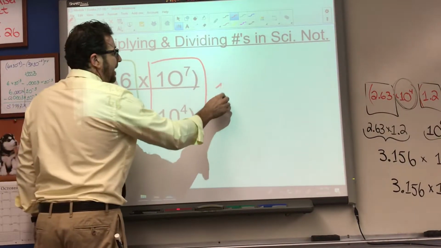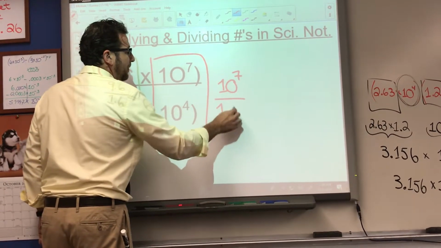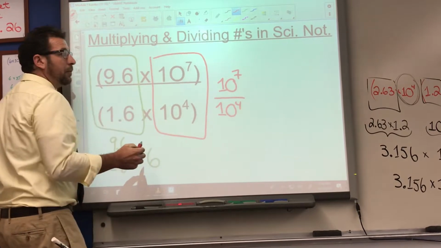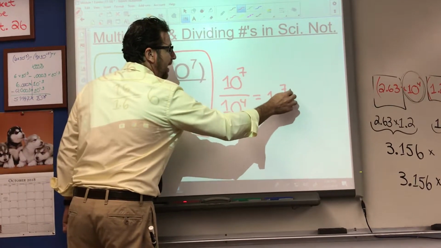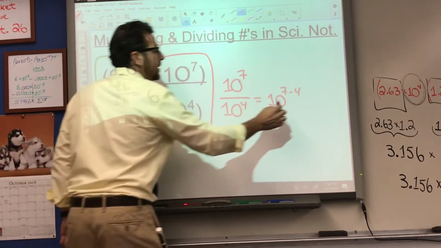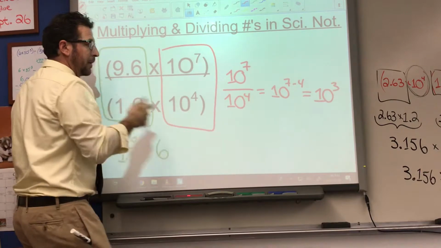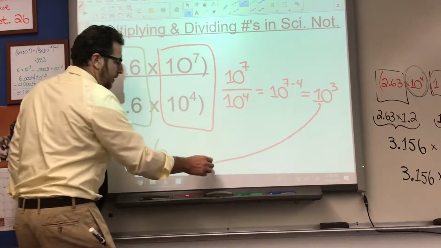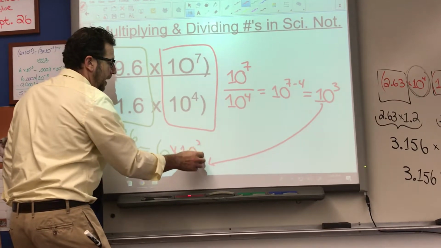When I have 10 to the 7th power divided by 10 to the 4th power, remember, the rule is I keep the base and I would subtract the exponents, giving me 10 to the 3rd power. Bringing that here, that leaves me with 6 times 10 to the 3rd power.